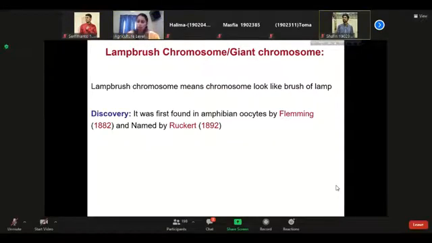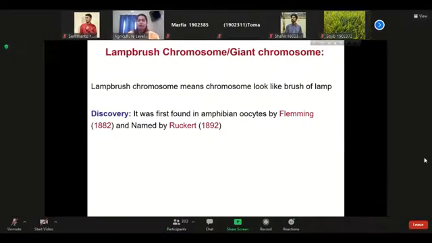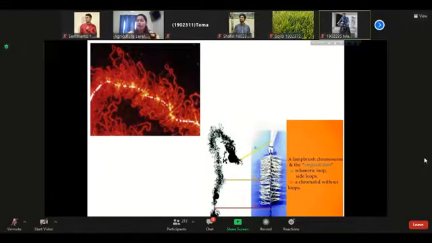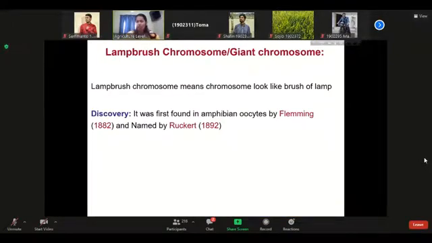So these are chromosomes which look like a brush, like a bottle brush, or the brush for cleaning a lamp. This is a special type of chromosome, because normally a chromosome has two strands with genetic constituents, but if a chromosome looks different from the karyotype, it's called a special type of chromosome. This chromosome is huge, very big and large, so sometimes it is also called a giant chromosome, because of its very big size compared to the normal chromosome.